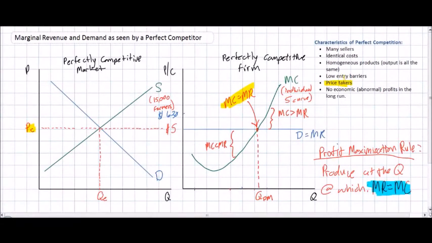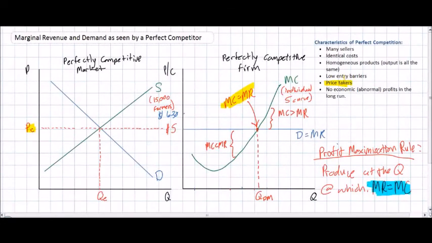But we have shown that in order to maximize its profits, or as we will see, minimize its losses, a perfectly competitive firm should produce up to the point where its marginal cost equals its marginal revenue. Anything beyond that, the firm can increase its profits by reducing output. Anything below that, a firm can increase its profits by increasing output.